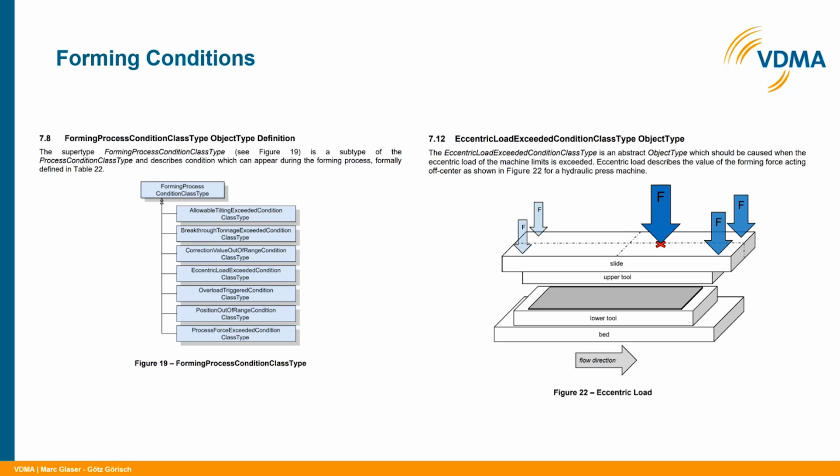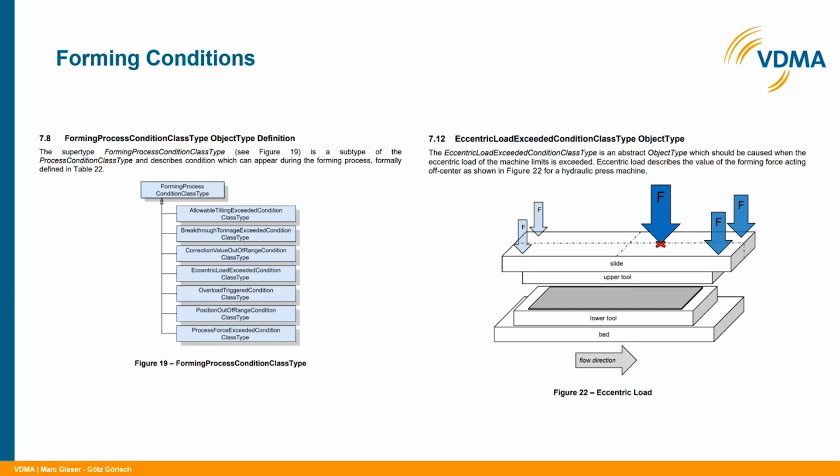That eccentric load exceeded only happens if we have a press force, a total press force that is not centered on the middle of the slide. So this can occur if you have, for example, different force values on the inside or the outside of your tooling setup, because you have different actions which you want to perform, or the material has different properties on the inside than on the outside.